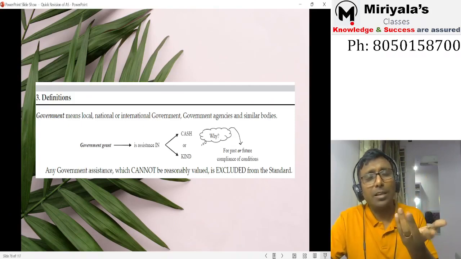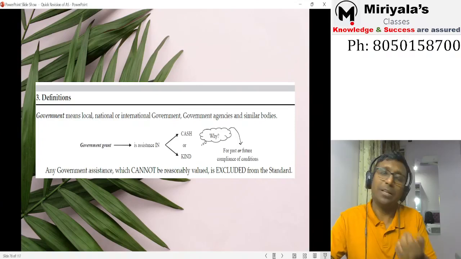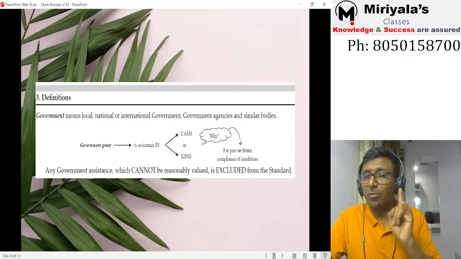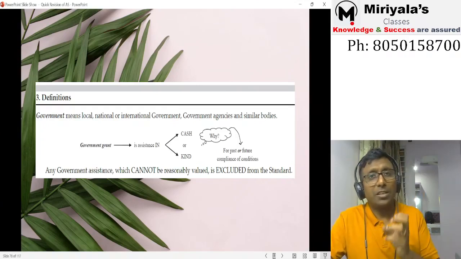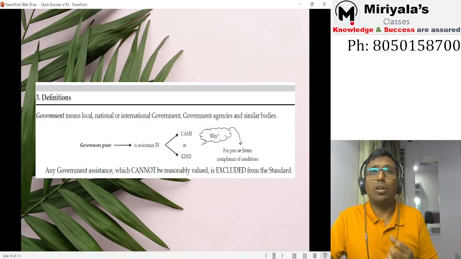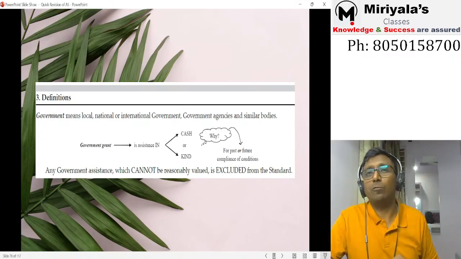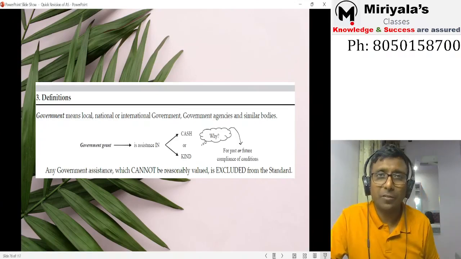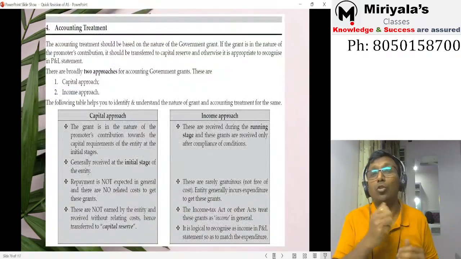Which government? Any government, maybe national government, international government, local government, state government, all kinds of government, but not from individuals and not from any other organizations. Grant means a subsidy, you can call it. Grant means duty drawback, you can call it. Grant, different incentive, another word also people will use. It can be used in different words, but you should catch whether it is a government grant or not. Okay, how do you account for this?